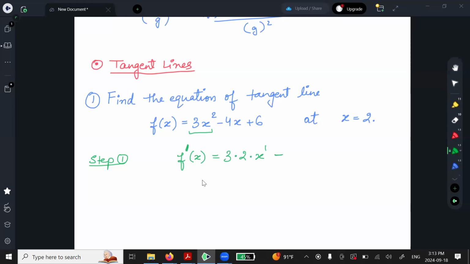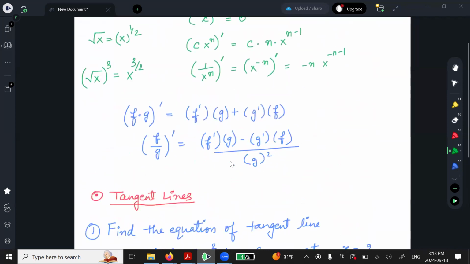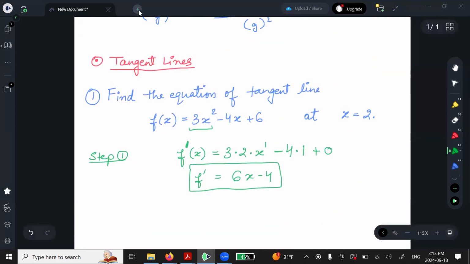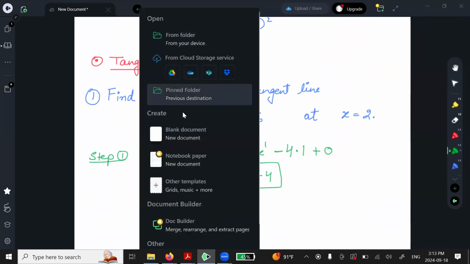Second, I have just negative 4 times x. Negative 4 stays. The derivative of x is just 1. So negative 4 times 1. Last one is just a constant by itself. And when you have a constant by itself, you just get rid of it. So you have 6x negative 4. That's your f prime. Now, until here, it should be easy peasy because you're just finding the derivative. You have done, oh no, you have done harder things in life, right? Hold on, let me just create one more document here.